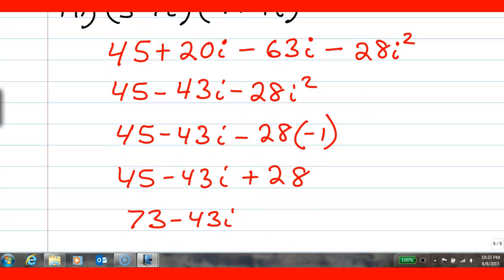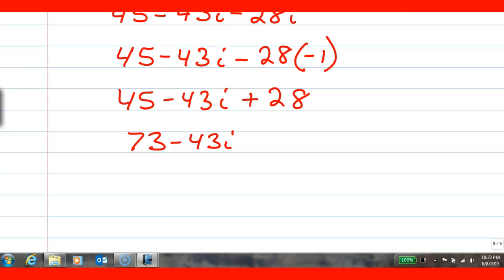An i squared, or an imaginary number squared, is the same as a negative 1. So I'm going to replace that with a negative 1 and simplify it. So now I have a 45 minus a 43i plus a 28. The 45 and the 28 are like terms, so I'm going to combine them to make a 73 minus a 43i for my final answer.